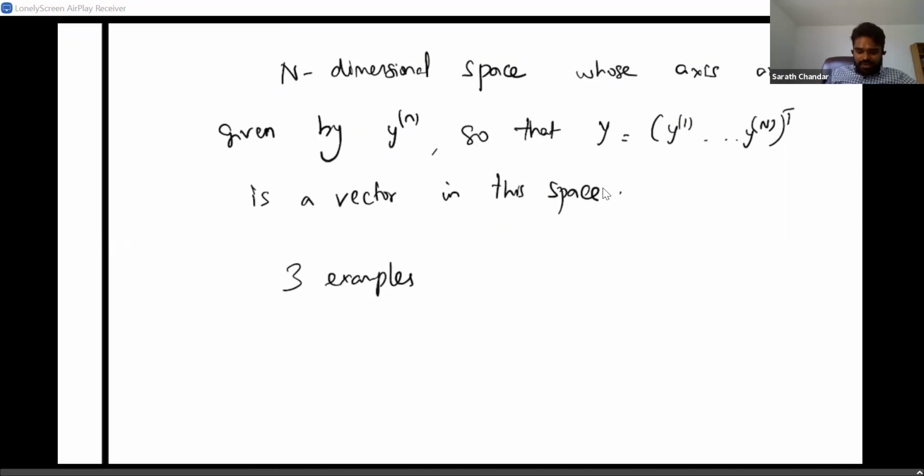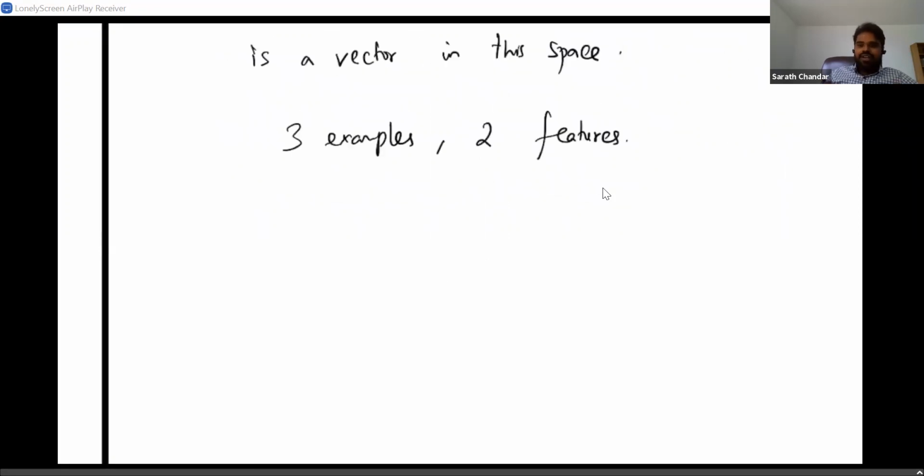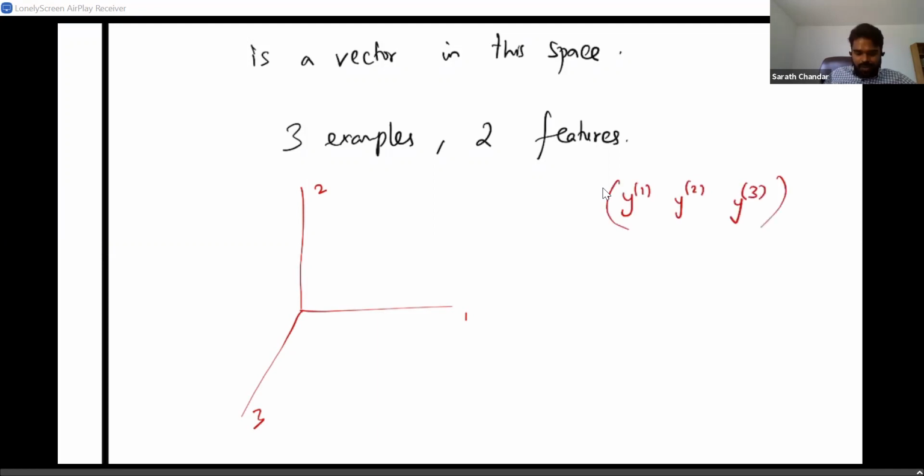Let's say we have 3 examples and we have 2 features. When I have 3 examples, I will be in a 3-dimensional space, right? So let's say this is my 3-dimensional space, 1, 2, 3, the number of examples. For every example, there's a true y. You put all those together, y1, y2, y3, as a vector. Now this vector lies in this space. So let's say this is the vector y.